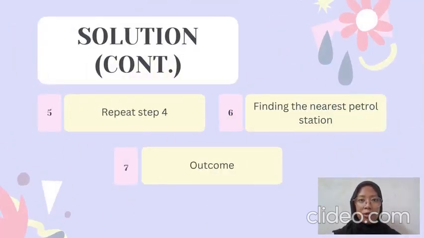Next, repeat step 4 until all nodes have been visited or the nearest petrol station is found. Then, backtracking from the petrol station node using the data saved throughout the algorithm's execution will yield the shortest path from the beginning to the petrol station. And the outcome: the algorithm calculates the distance and the shortest path from the starting point to the petrol station.